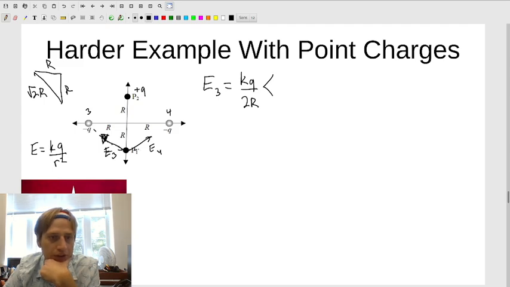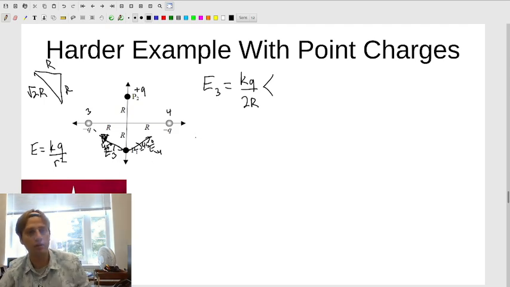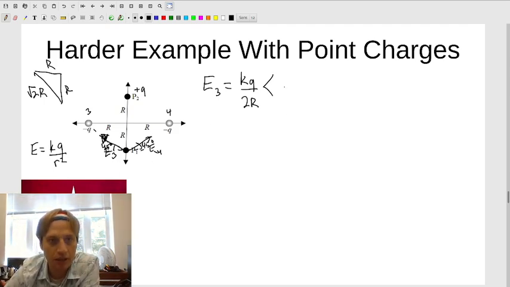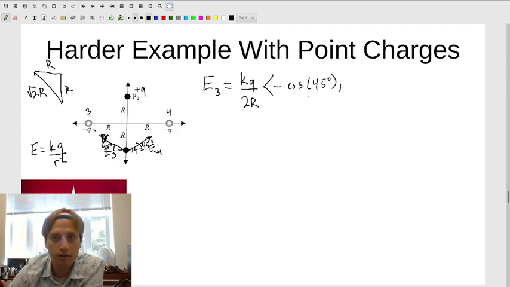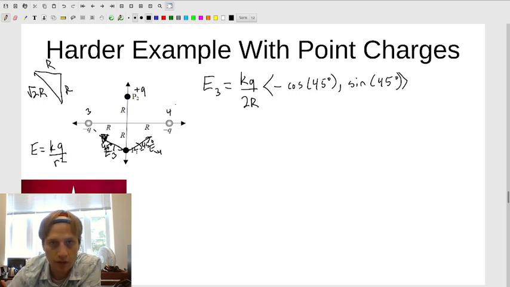And then this angle is 45 degrees. That angle is also 45 degrees. So I can split this into an x and y component. My x component would be in the minus x direction for E3, so that'd be minus cosine of 45, the way that I've written it. Turns out it doesn't matter for this case. And then plus sine of 45. So that's my E3 in my x and y direction.